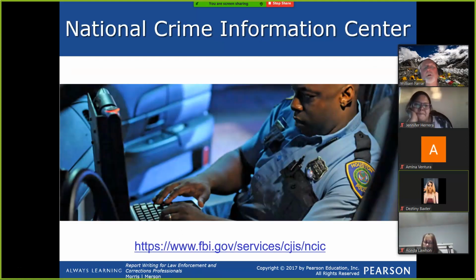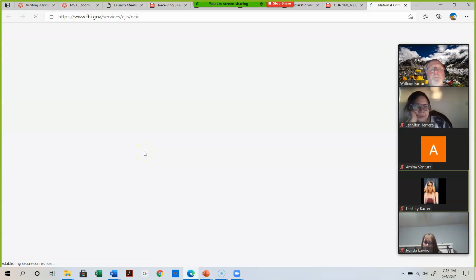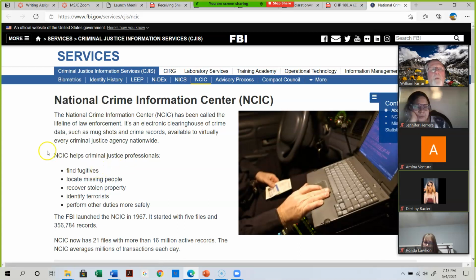So this is the National Crime Information Center website. And just to give you a quick look at it, and hopefully this works for me. Okay, so it's NCIC for short. And the reason that it's important is because this is kind of an electronic clearinghouse of crime data that's available for any law enforcement officer in the United States. So this isn't just California, it's across the U.S.